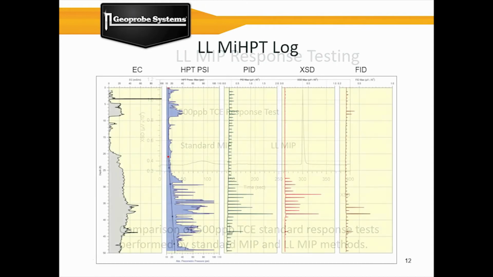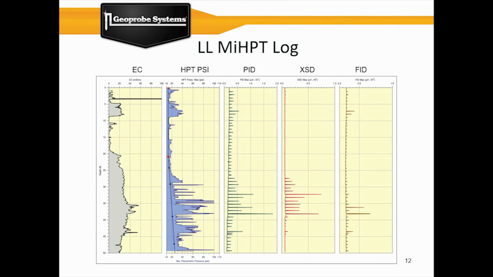Here's an example of a low-level MIHPT log. Looking specifically at the detectors, you're going to see that it definitely looks different. We are truly getting just samples right where we're stopping and collecting that slug of contaminants, and it will respond in a sharp spike. But you can essentially read it the same way as a standard MIP log, going from lower to higher responses and where the contaminants are present.